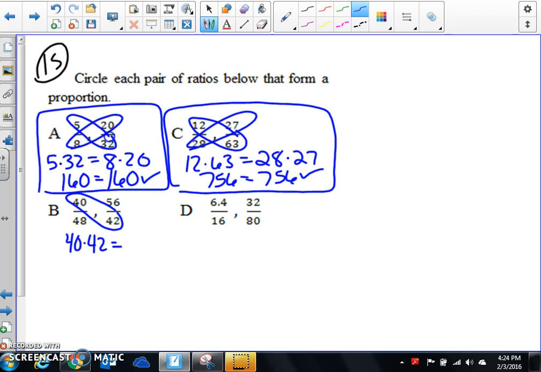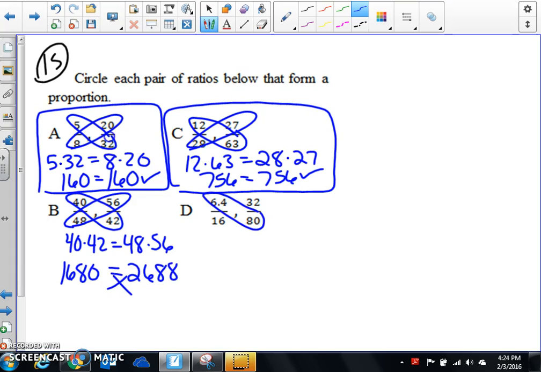40 times 42, 48 times 56. This gives me 1,680. 2,688. That is not the same, so that is not an answer choice.